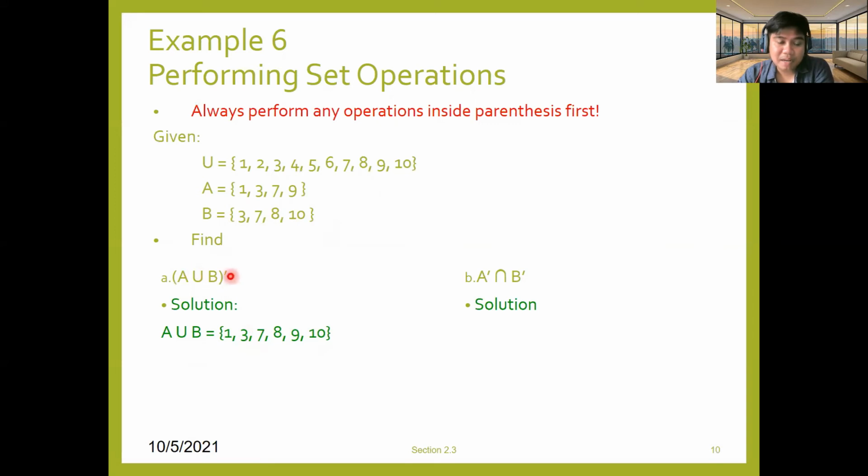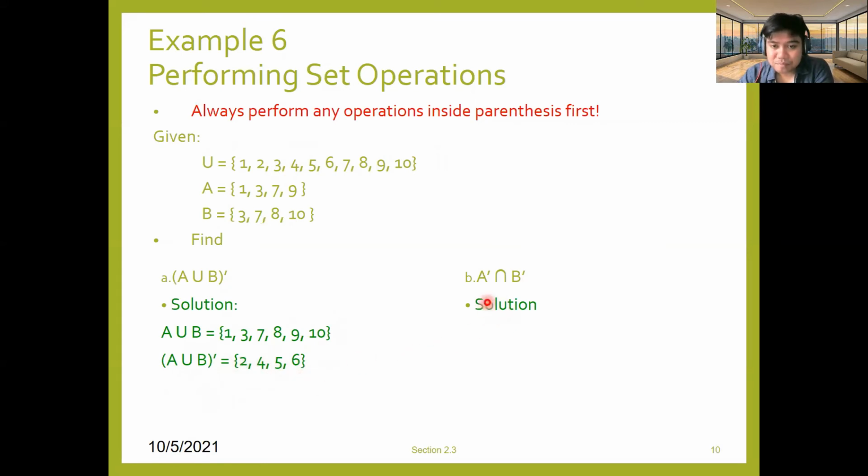And then, since may prime doon, so gagamitin natin yung universal set, itong 1, 2, 3, 4, 5, 6, 7, 8, 9, 10. And then, aalisin natin itong A union B doon. Kasi, it's prime. So, A union B prime will be 2, 4, 5, and 6. Kasi, inalis natin yung 1, 3, 7, 8, 9, 10 doon sa universal set. So, ito yung matitira. So, 2, 4, 5, and 6.